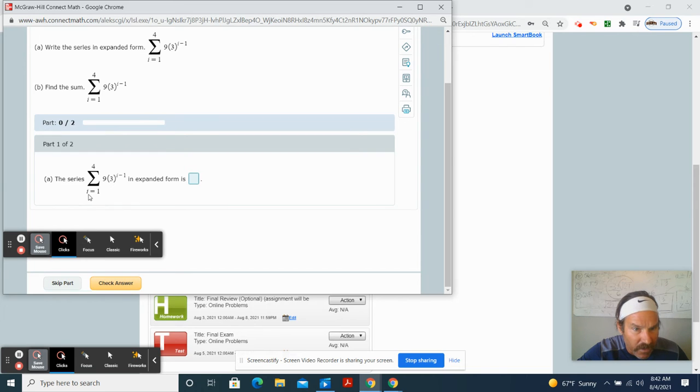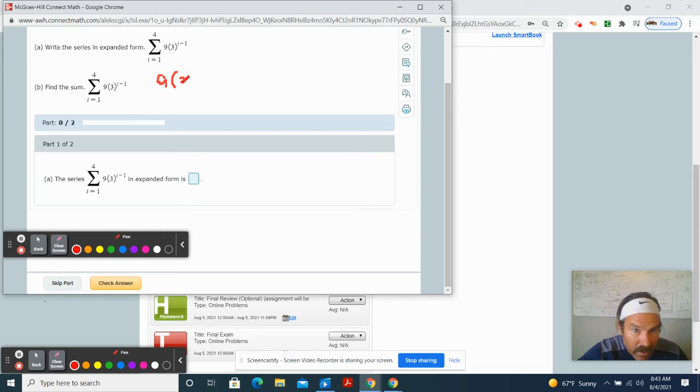So always start with what it says here. Usually it says 1, but if it said 2, we're going to start with 2. So it says i equals 1. So I'm going to plug 1 in for i. And so the first term is going to be 9 times 3 raised to the 1 minus 1 power. Well, that's 0. And we know that anything raised to the 0 power is equal to 1. So your first term is 9 times 1. So your first term is 9.